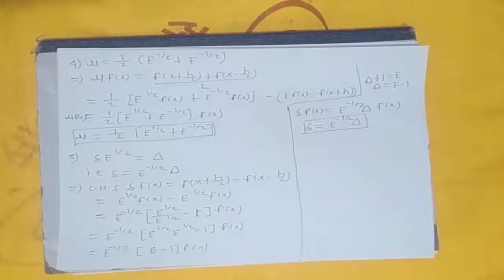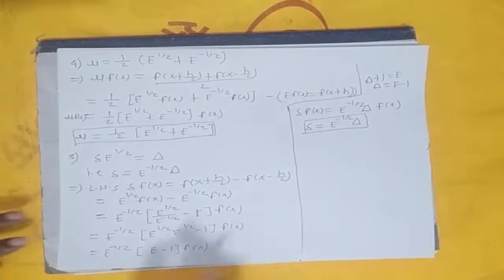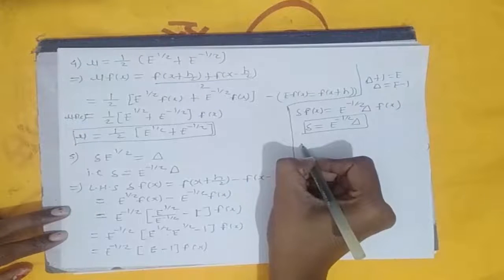We can prove it using the relation between delta and E. Okay, so we prove the next identity. That is 6.